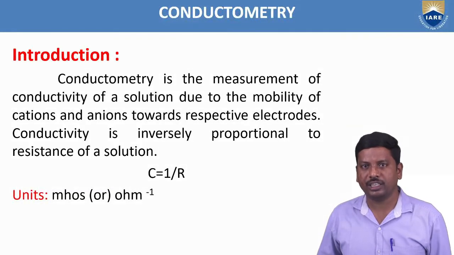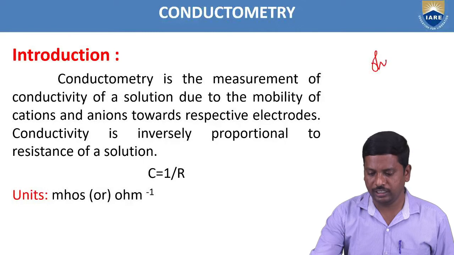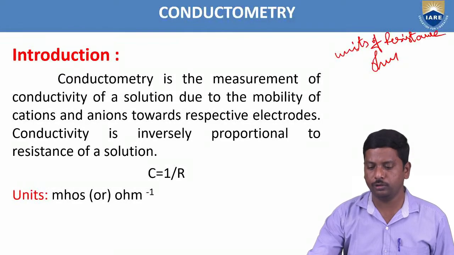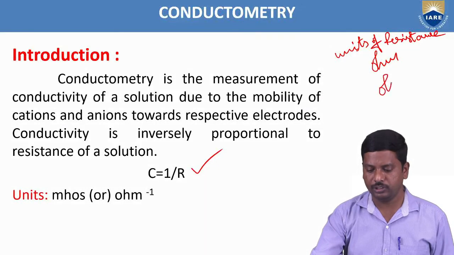So conductometry is the measurement of the conductivity of a solution due to the mobility of cations and anions towards the respective electrodes. Generally, conductivity is defined as the reciprocal of the resistance. What are the units for resistance? Ohms. But conductivity is the reciprocal of the resistance, so the unit becomes ohm inverse.